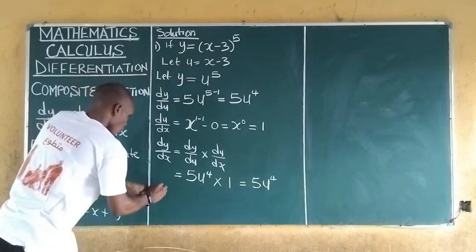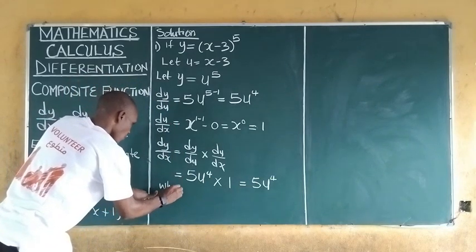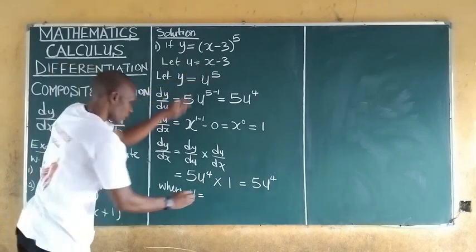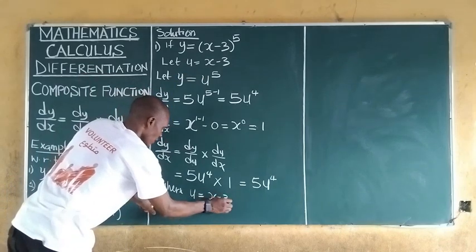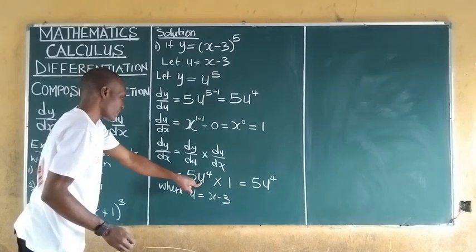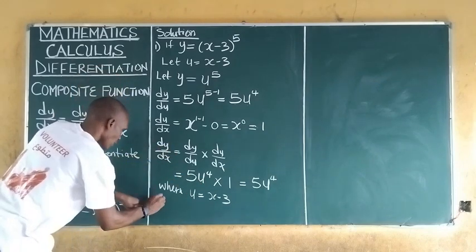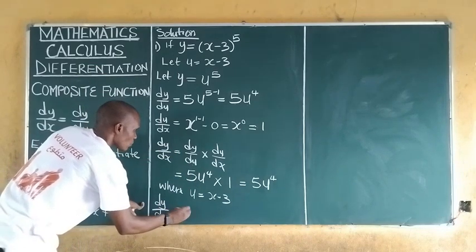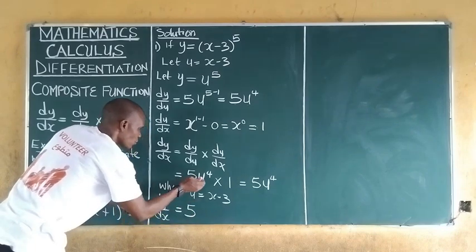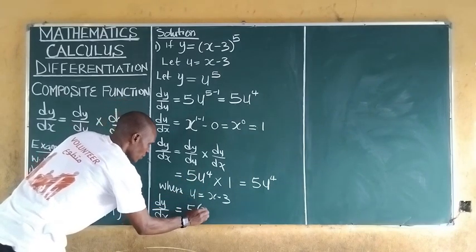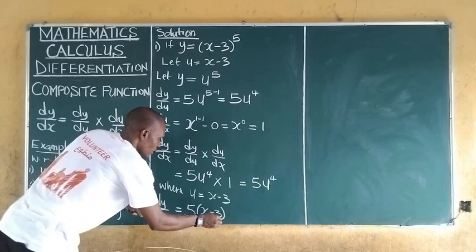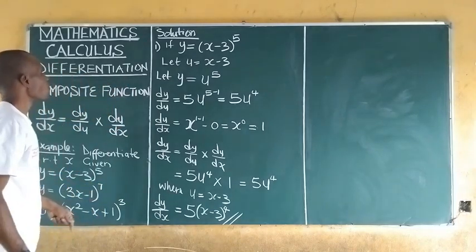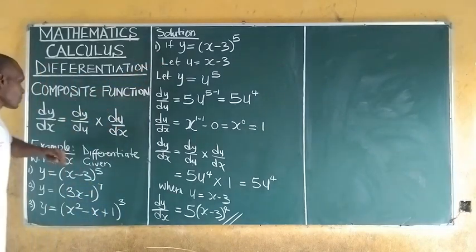Here, our u is x minus 3. We now substitute it into this place to get our final answer, which means dy/dx is equal to 5 times the value of u, which is (x minus 3), raised to the power of 4. So this becomes our answer for number 1.